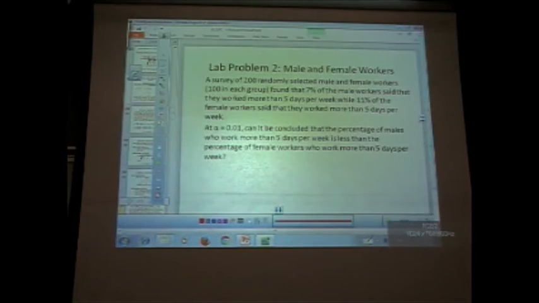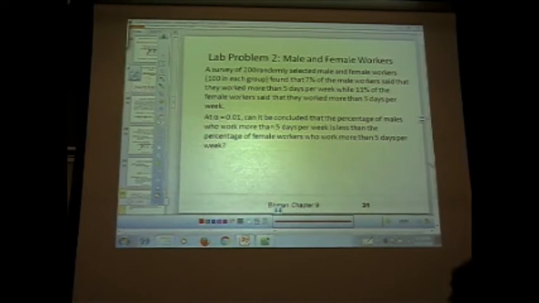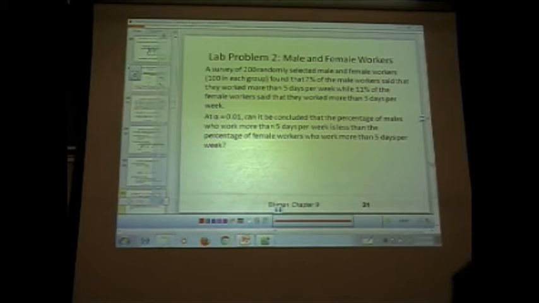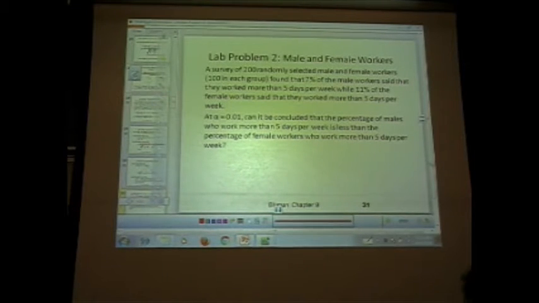The question for yours is a couple things. So first of all, the more than 5 days per week. So am I comparing something to be greater than 5 days or less than 5 days? Is that what I'm doing? What kind of problem is this, guys? Take your neighbors, talk for 5 seconds. What kind of question is this? Proportion?